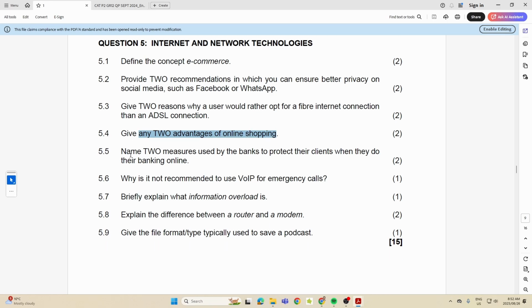Name 2 measures used by banks to protect their clients when they do banking online. Well, you could say they use a separate PIN, like your 2-factor authentication. You've got a PIN per session. You get SMS notifications, all of that.